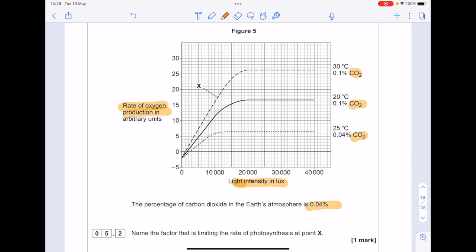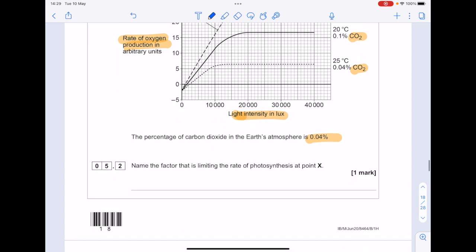Name the factor that is limiting the rate of photosynthesis at point X. Well, what can we see is changing along here? We can see that for this dotted line, the carbon dioxide remains the same, so it can't be that. It's this light intensity that is increasing along the x-axis, so that's why it's light intensity.